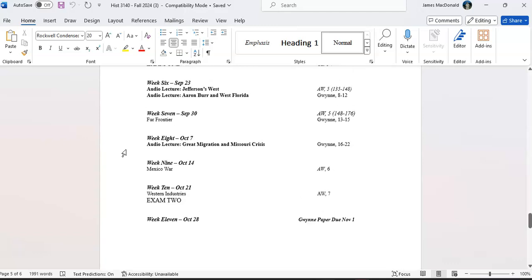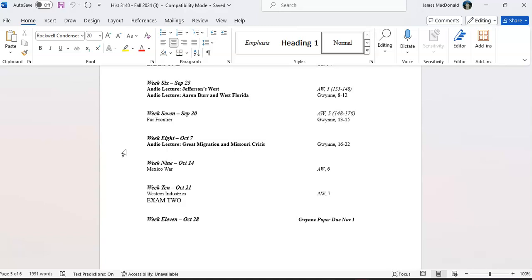So you can see that there's lectures that I've done, like Jefferson's West, week 6, Aaron Burr in West Florida. Again, just an area you may not know a lot about, but I think is important. The Great Migration, basically forced movement of slaves to the American Southwest, areas of Alabama, Mississippi, Louisiana, in the aftermath of the War of 1812, and the Missouri Crisis, which is very important and significant for the question of how the West would develop.